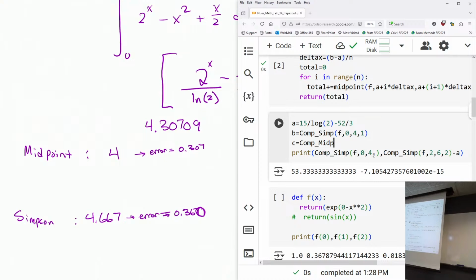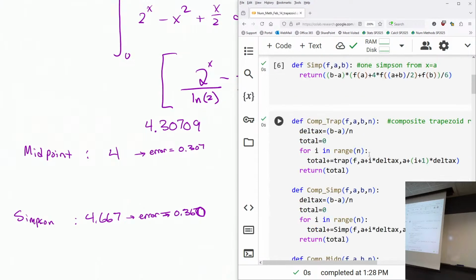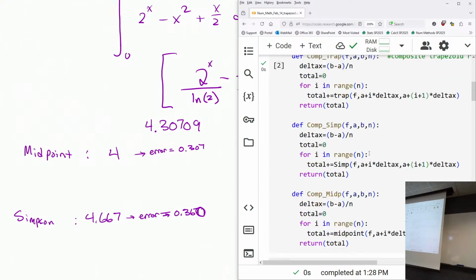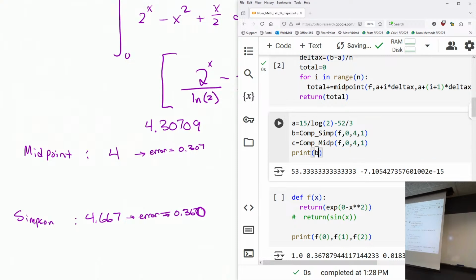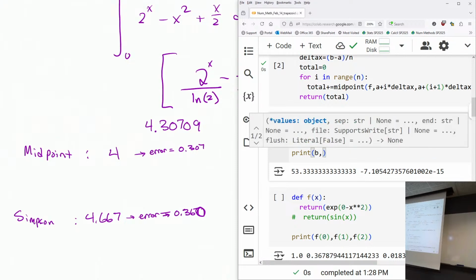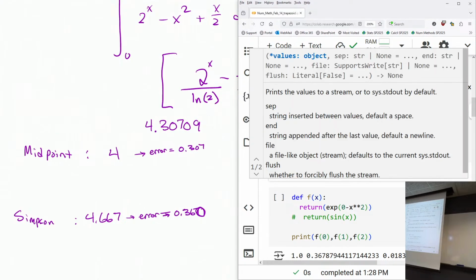Do I have that spelled right? Composite trapezoid. Oh, mid P. Yeah, I've got it right. F, 0, 4, and 1. And then we're going to just print these things out. This is the work we've already done. Not very exciting, but I just wanted to make sure we had the baseline here. First, composite Simpsons, and then the error from the composite Simpsons, which is B minus A. And then we'll do the composite midpoint, and then the error from the composite midpoint.